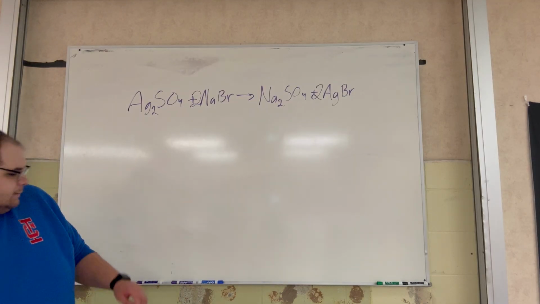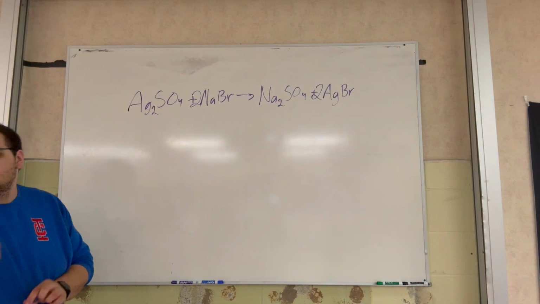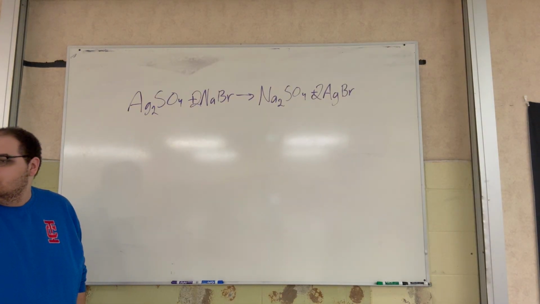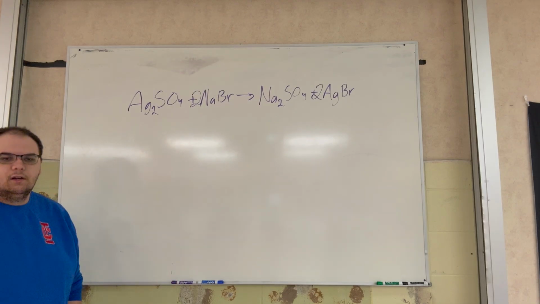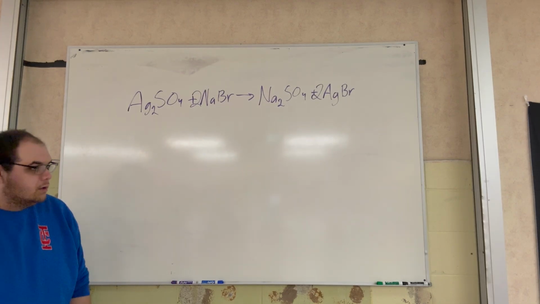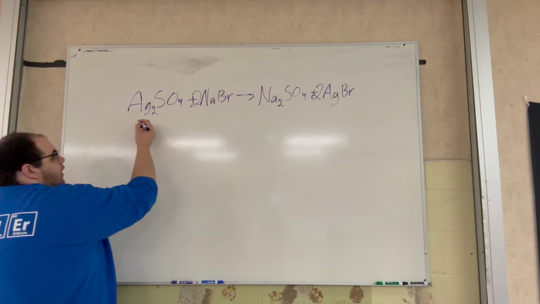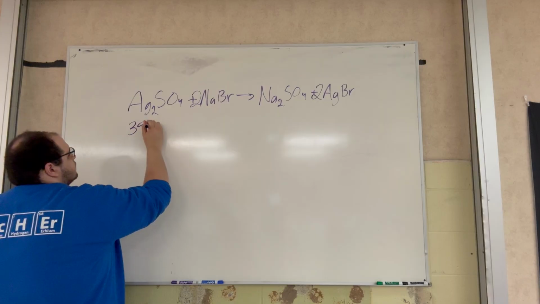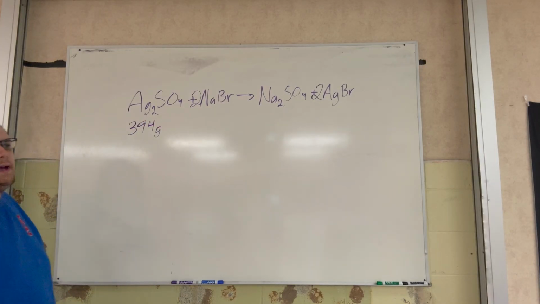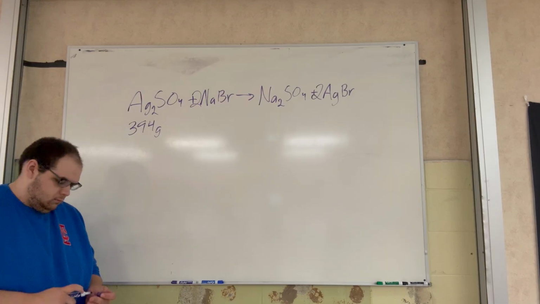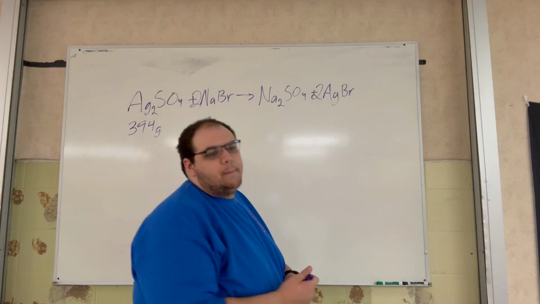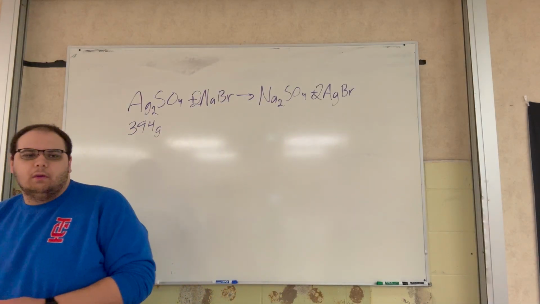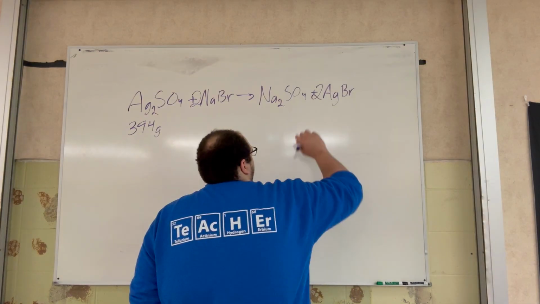Let's assign my numbers. What's my given here? Crickets from the crowd. Look at the equation. What's my first given number? 394 grams of silver sulfate. What am I solving for? AgBr. But what am I solving for, moles, grams, or molecules? Moles, right? It tells us moles.